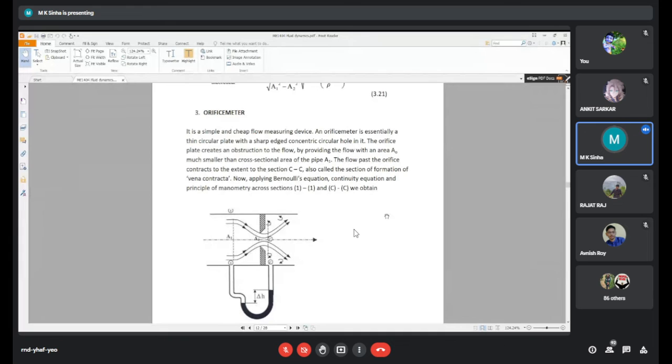Third equipment is the orifice meter. So see, this is simple and cheap. An orifice meter is essentially a thin circular plate with a sharp-edged, concentric circular hole in it. The orifice plate creates an obstruction. See the obstructed area, that is marked A naught.